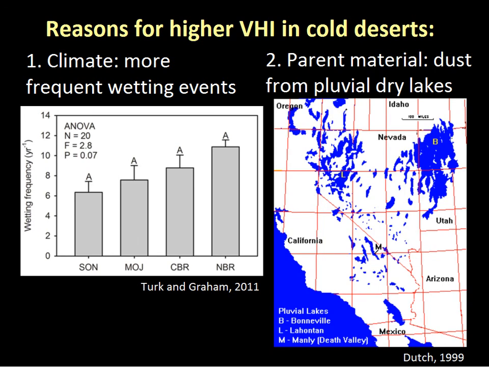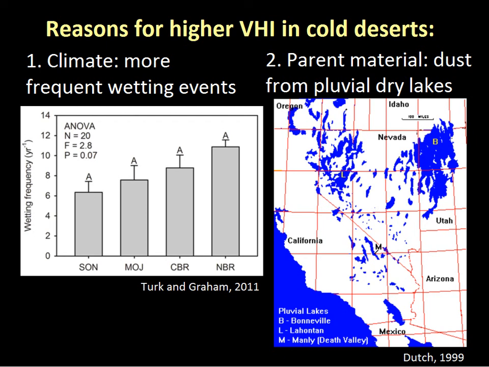The other possible controlling factor is parent material. Vesicular horizons are formed in aeolian parent material. And one of the theories of how vesicular horizons form is that during the transition between the Pleistocene and Holocene era, there was a drying of pluvial lakes, and those pluvial lakes released a large pulse of dust, which was distributed across the landscape, forming vesicular horizons.